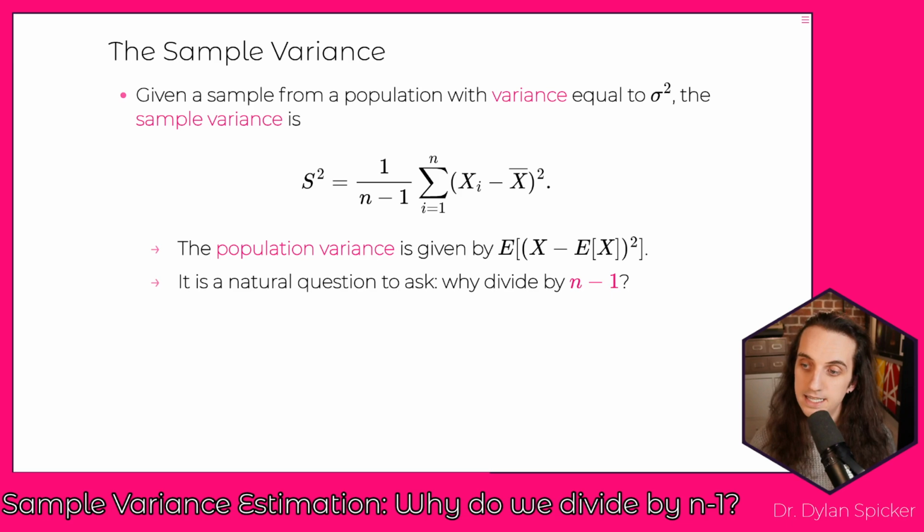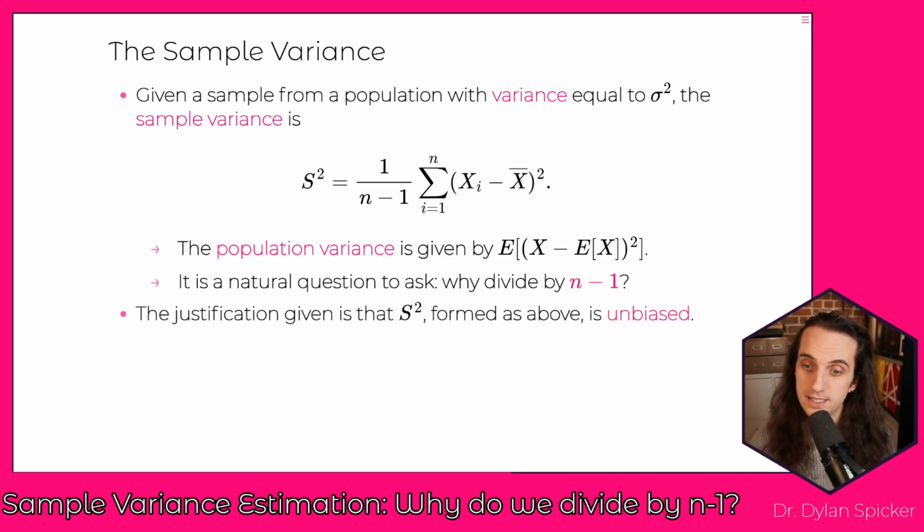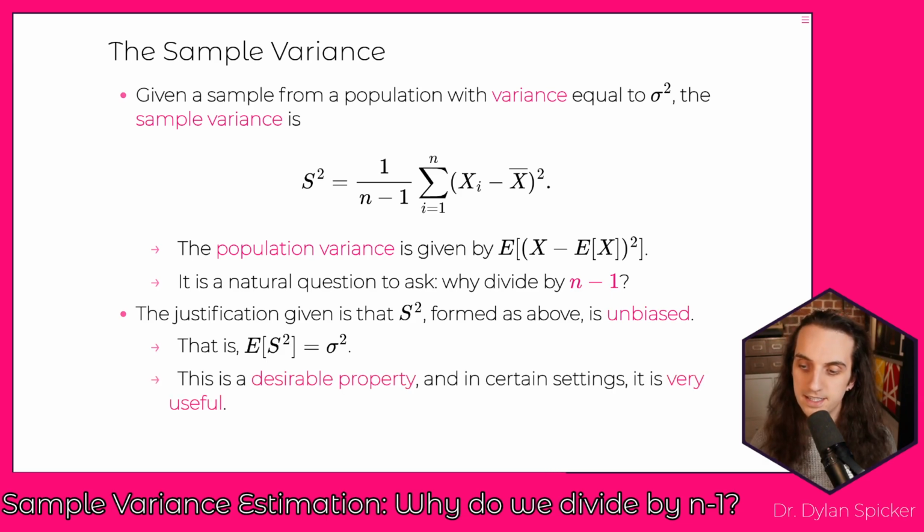The reason is that if you form s squared this way, it's going to be unbiased for the population variance. By that, we mean that the expected value of s squared is equal to sigma squared, where sigma squared is the population variance. This is a desirable property, and it can be very useful in certain settings. However, it's worth pulling at this a little bit more, because is this actually the best choice?